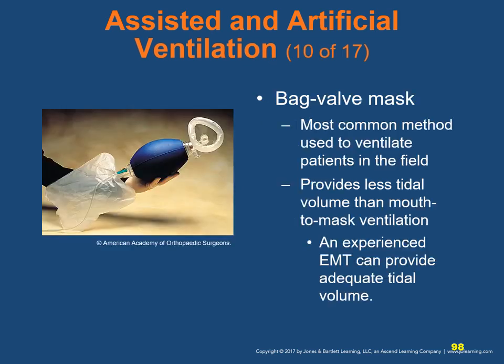The bag valve mask is the most common method used to ventilate patients in the field. It provides less tidal volume, with oxygen at a rate of roughly 15 liters per minute. It can deliver nearly 100% oxygen, however, but only as much volume as you can squeeze by hand. The BVM provides less tidal volume than mouth-to-mask ventilation, but delivers a much higher concentration of oxygen. An experienced EMT can provide adequate tidal volume. As a new EMT, develop proficiency by ventilating airway training mannequins before using a BVM on a patient.